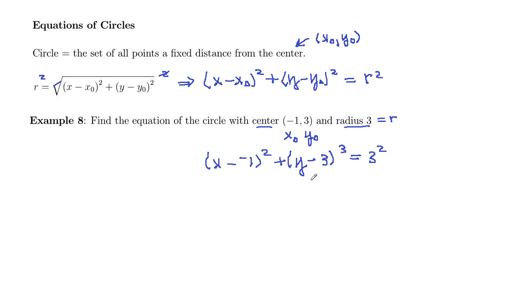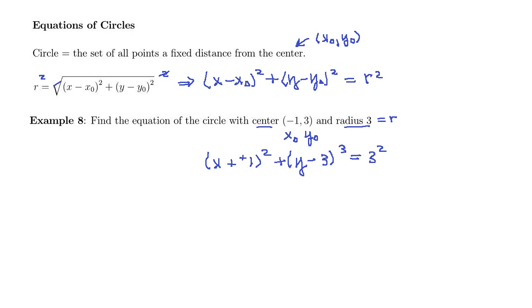Now, sometimes you'll see these equations all multiplied out. We'll leave them in factored form here if we can, unless we need to change them to something else. Now, the only thing that we might do to simplify real quick here is change our double negative to a positive. So you get x plus 1 squared plus y minus 3 squared equals 3 squared.